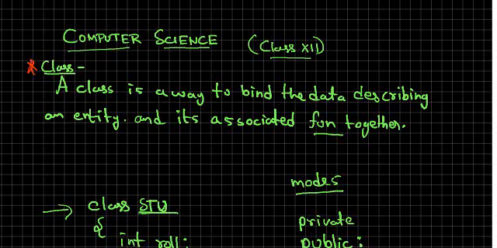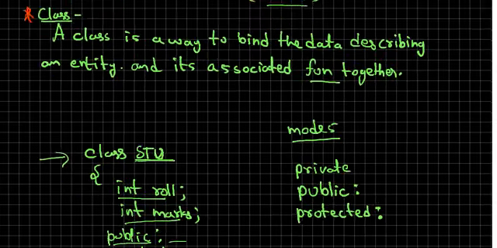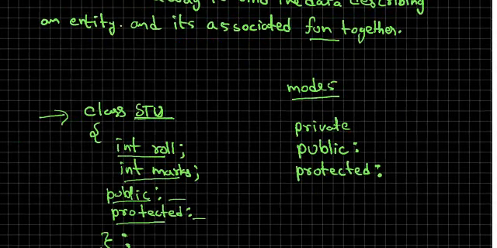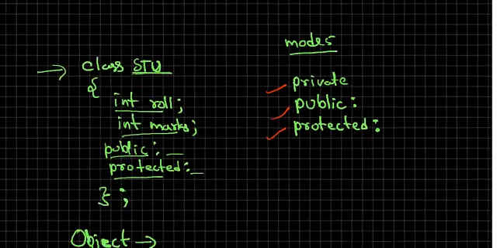Class is a way to bind the data describing an entity and its associated function together. Okay. So here there are three modes in class. One is private, public, and the third one is protected. So these are the three modes in class.